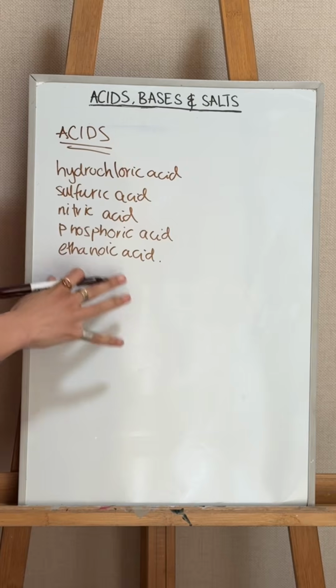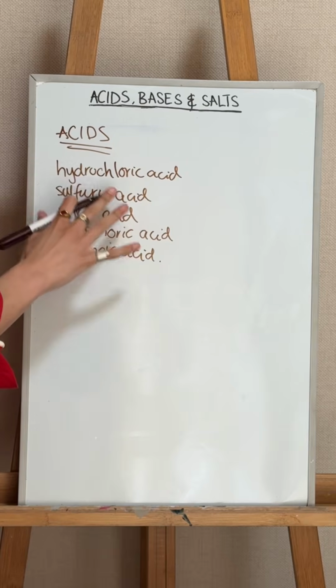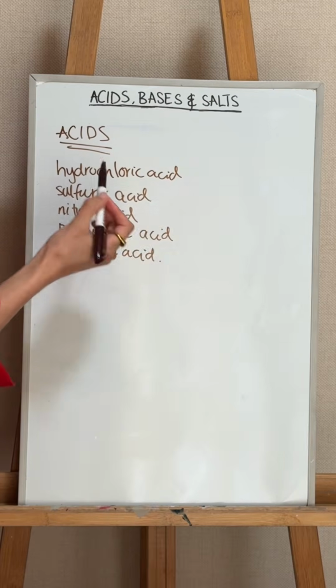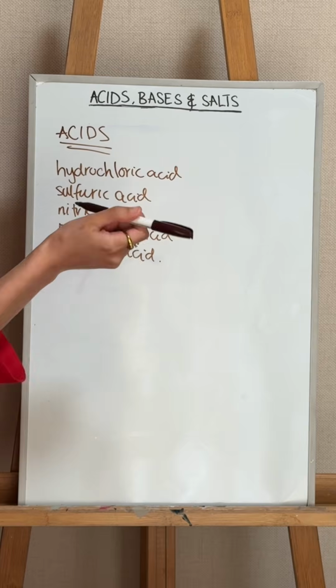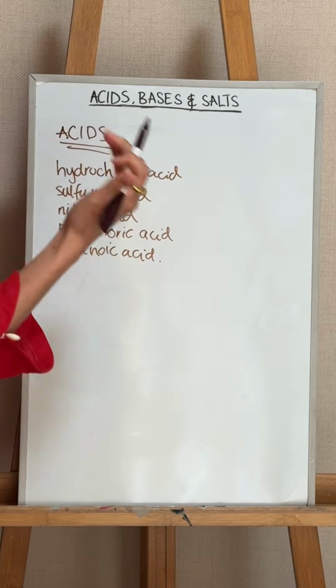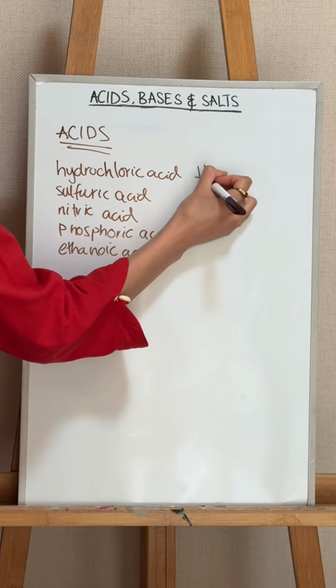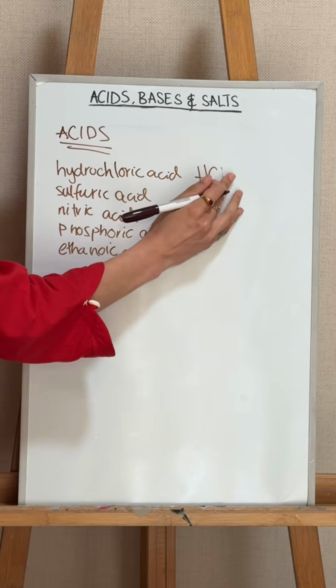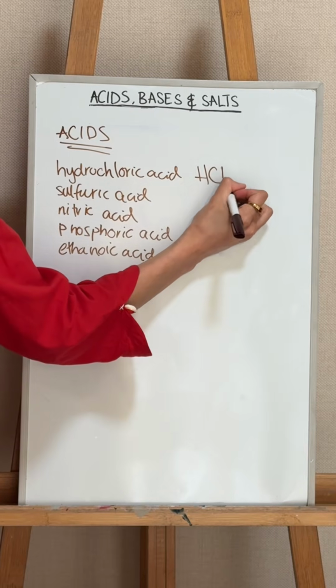These are some of the acids that you have probably come across during your GCSE course. Hydrochloric acid is the most popular one. You should be able to by now write the formula of hydrochloric acid, so please just have it in your mind before I write down the answer. It is HCl. And if you got this correct, well done. Just ensure that your L is lowercase.